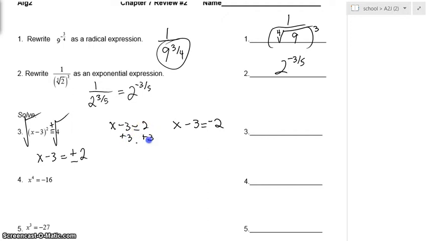We could add a 3 to both sides to get x is equal to 5. Add a 3 to both sides here. Negative 2 plus 3 is going to be 1. So you do get 2 solutions. X is equal to 5 or x is equal to 1.